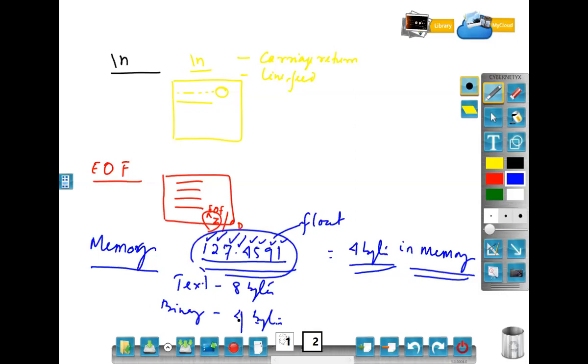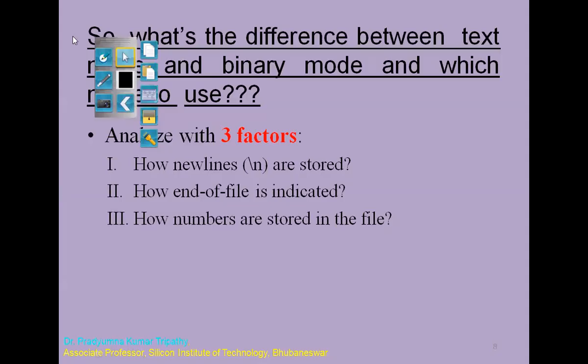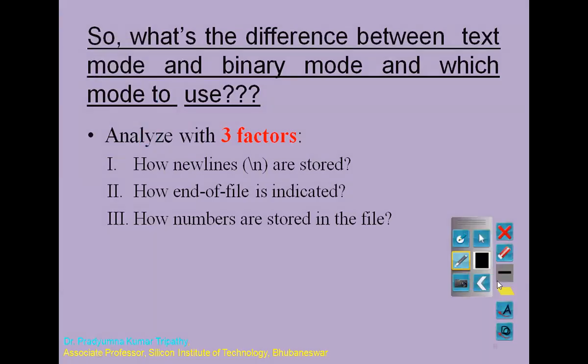Correct? So in text mode, whatever you write, maybe integer, float, character, double, all are converted into text form. In binary mode, the way it is there in the memory, in the same way it is represented in the file. These are the 3 basic differences between a text file and a binary file. I have listed these 3 differences in the next 3 slides.